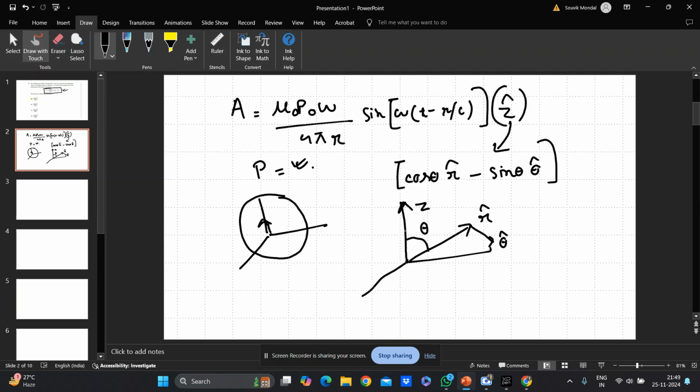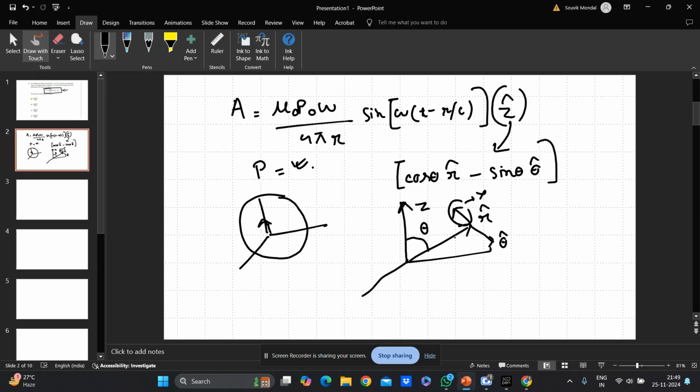This is z, and you start rotating in the clockwise direction. So your theta hat should be in the clockwise direction. Someone may confuse that theta hat should be like this, in this direction, but that is wrong. That is wrong. Theta hat should be in this direction because you are rotating clockwise from the z axis. Okay, so that's how you can now simply get that.